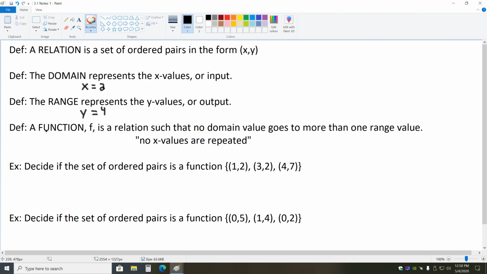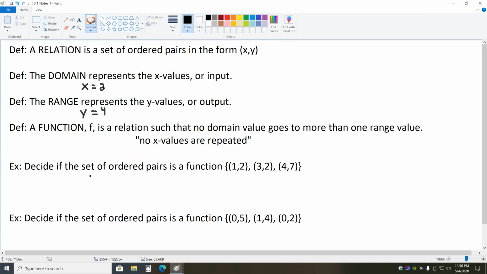With that, we say that a function, which we'll call f, is a relation such that no domain value goes to more than one range value. In other words, in order for something to be a function, no x values are repeated. You cannot repeat a single one. If you do, it fails being a function, and it's just a standard equation at that point.